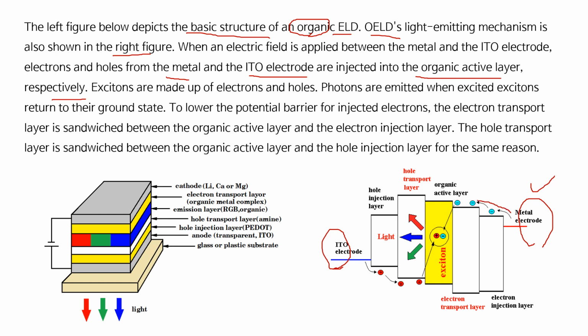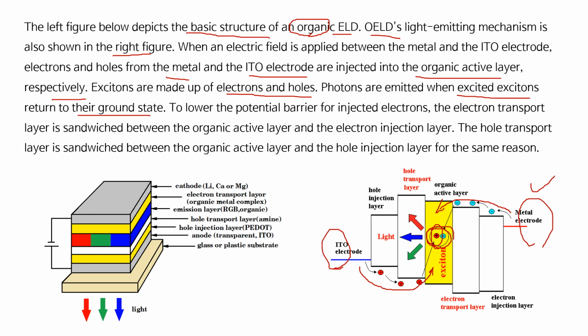So electrons are injected into the active layer from the metal electrode, and holes are injected into the active layer from the ITO electrode. Then excitons, electron and hole pairs, are formed. Excitons are made up of electrons and holes. Photons are emitted when excited excitons return to their ground state.